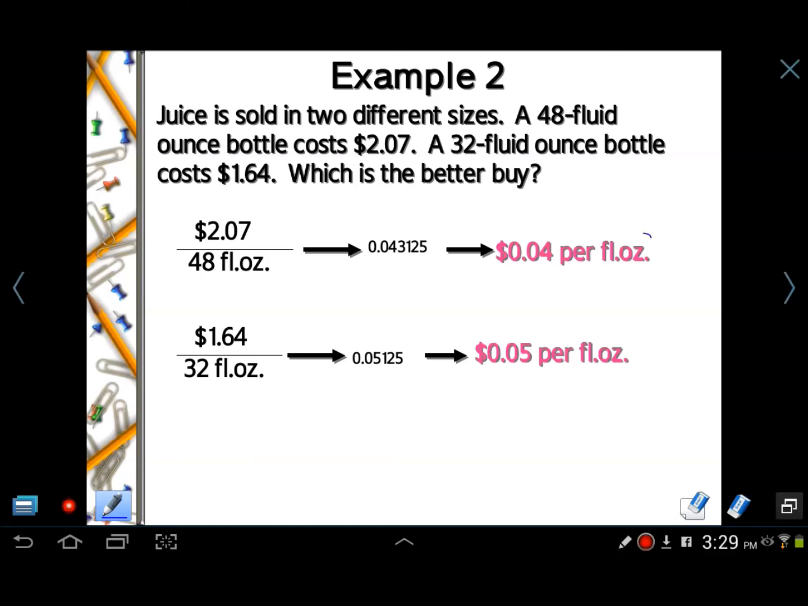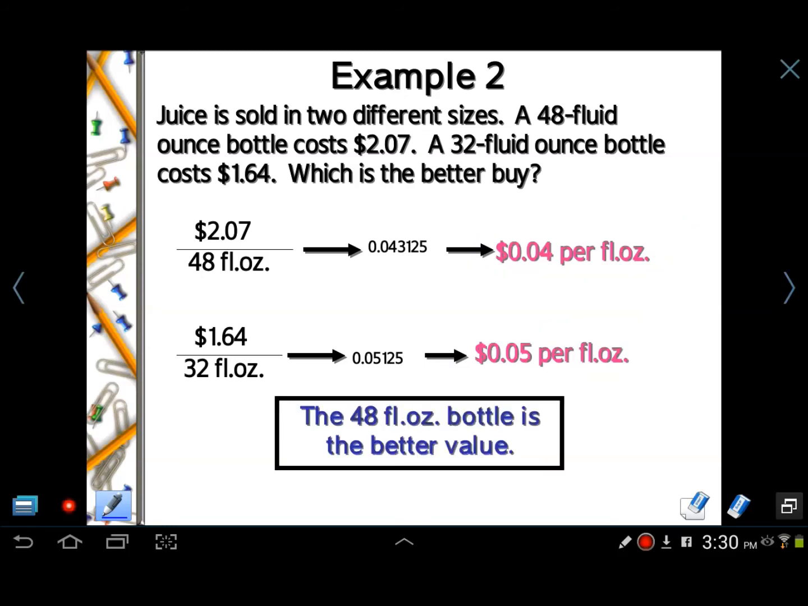And there's what you need. Now we have the unit rates. Now we know what we're paying per fluid ounce. So the 48 ounce bottle of juice, you're paying 4 cents for every fluid ounce. In the 32 ounce container, you're paying about a nickel per fluid ounce. This one's more expensive, this one's cheaper. So the better buy is the 48 ounce container.